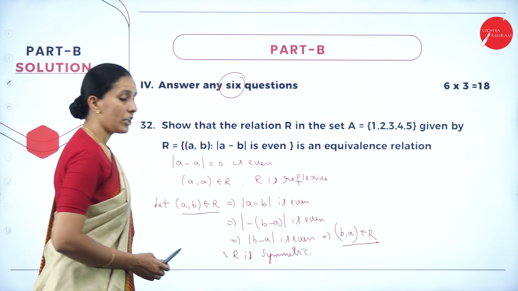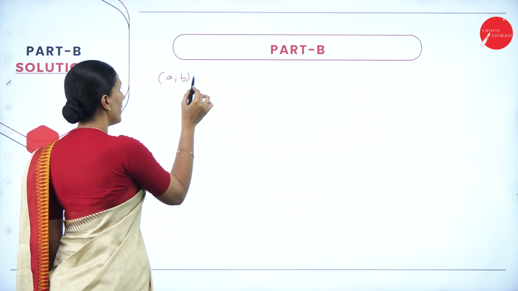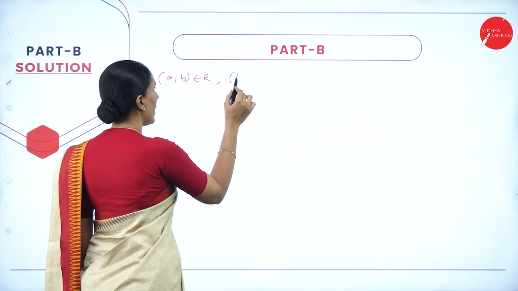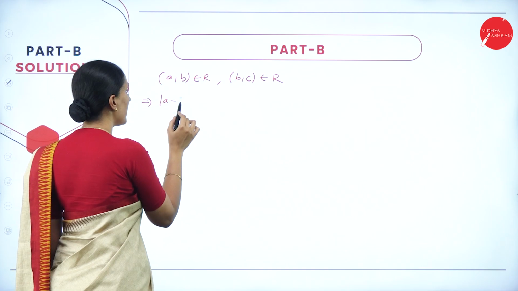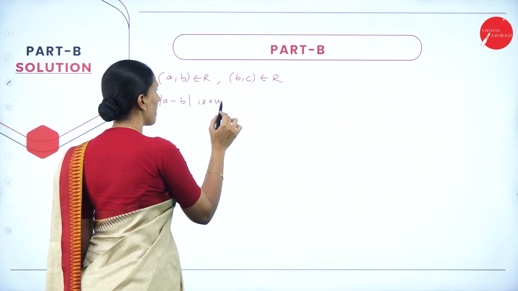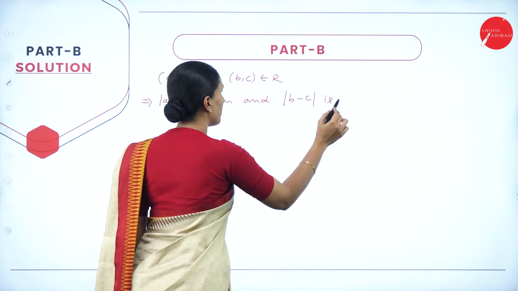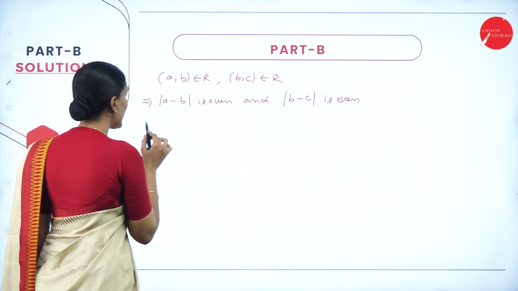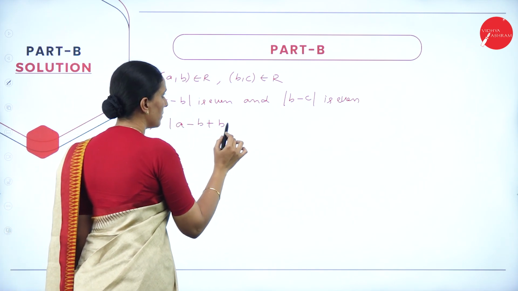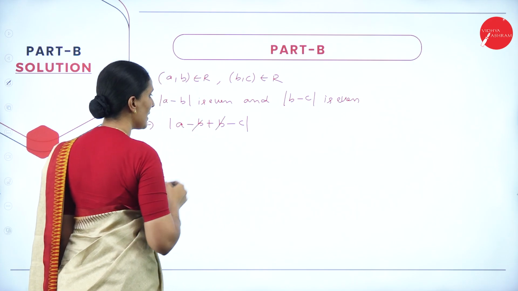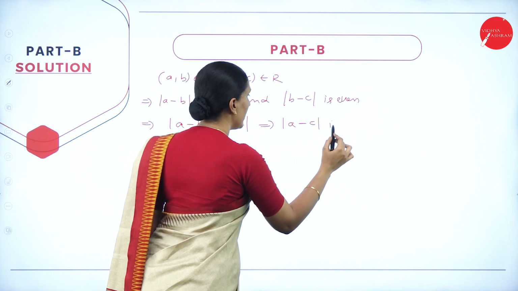Now let's check the condition for transitive. Let us take three elements a, b, c such that (a, b) belongs to R and (b, c) belongs to R. So this implies |a minus b| is even and |b minus c| is even. So when we take the sum of any two even numbers, it is obviously an even number. So here a minus b plus b minus c, b cancels. So this implies |a minus c| is even.